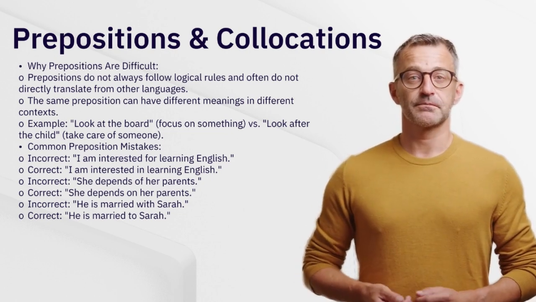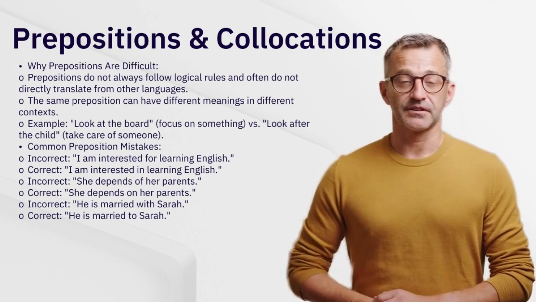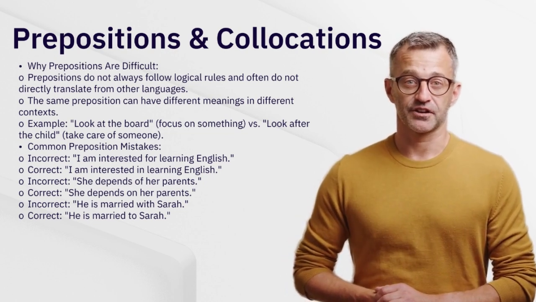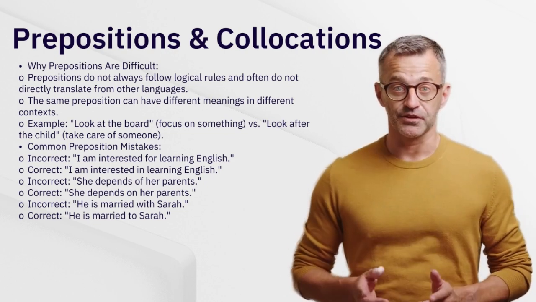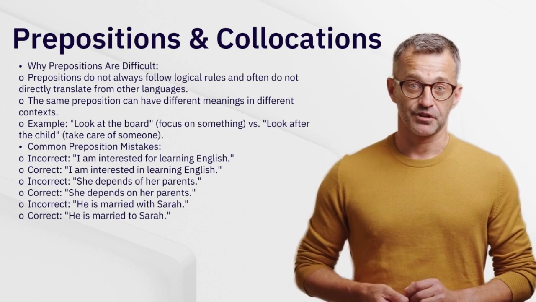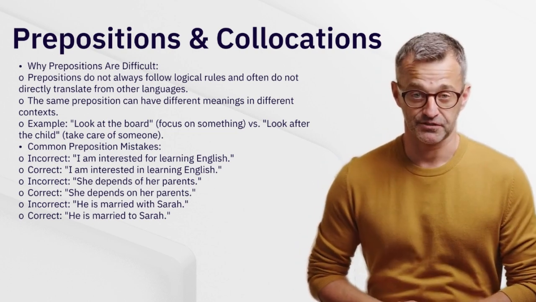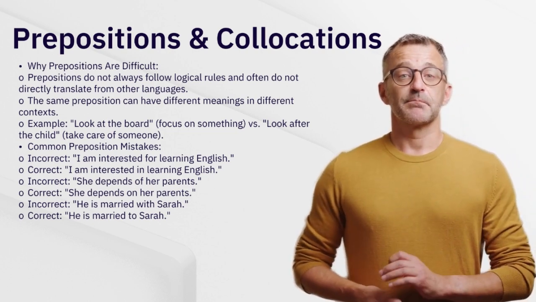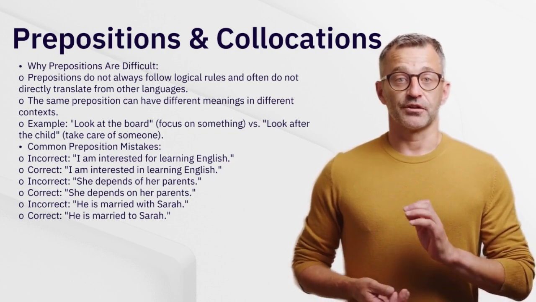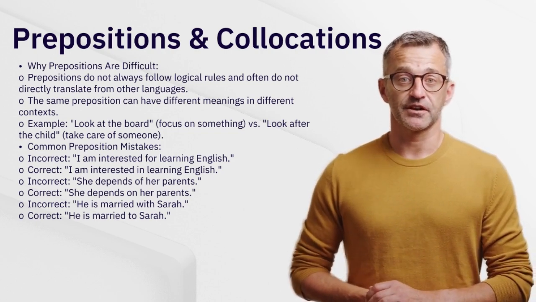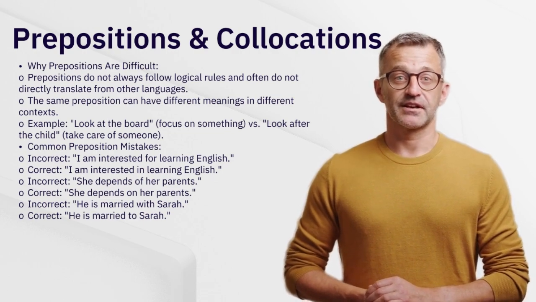Common preposition mistakes. Incorrect: I am interested for learning English. Correct: I am interested in learning English. Incorrect: she depends on her parents. Correct: she depends on her parents. Incorrect: he is married with Sarah. Correct: he is married to Sarah.